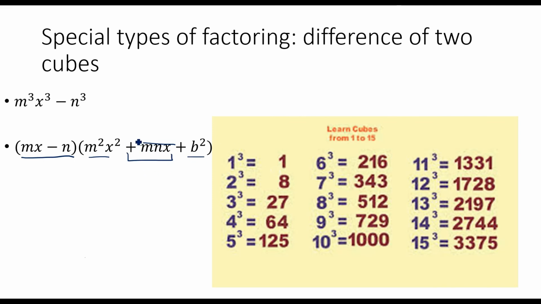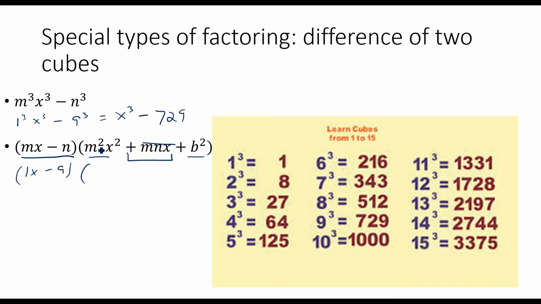Let's say I'm going to go with an easy one. Let's say we have 1 cubed x cubed minus 9 cubed. Well, this is just x to the power of 3 minus 729. Since we recognize that we have a 1 cubed and a 9 cubed in the front and in the back, those are going to be our m and n values. So 1x minus 9.